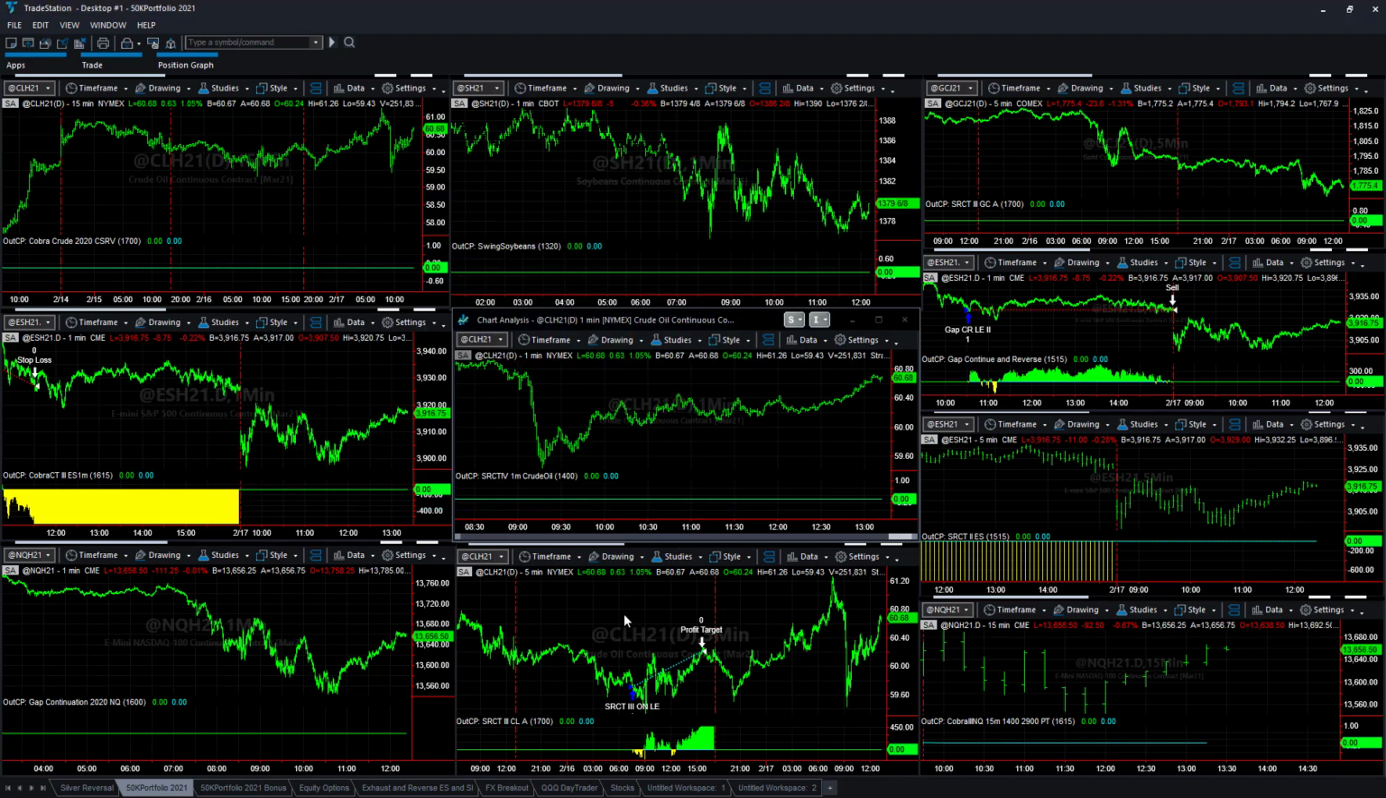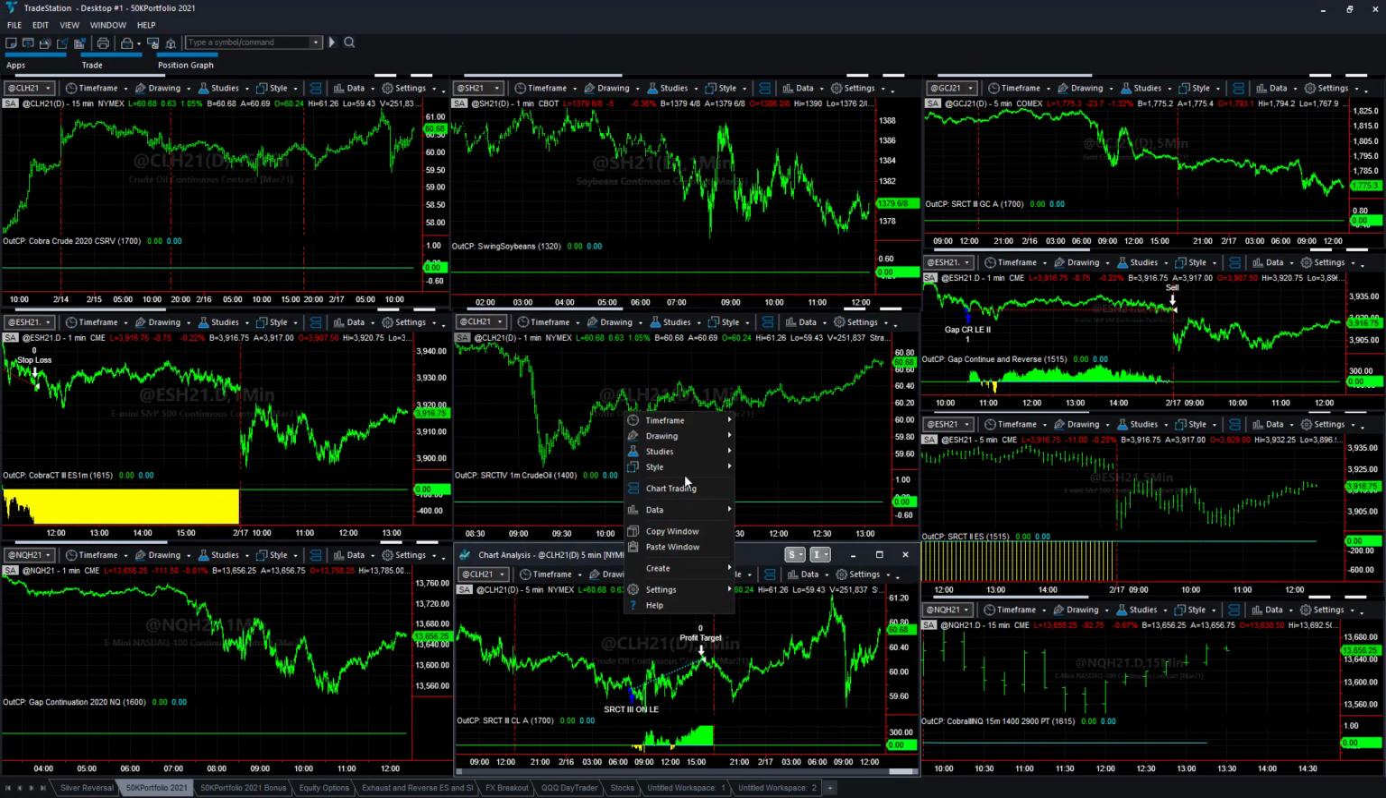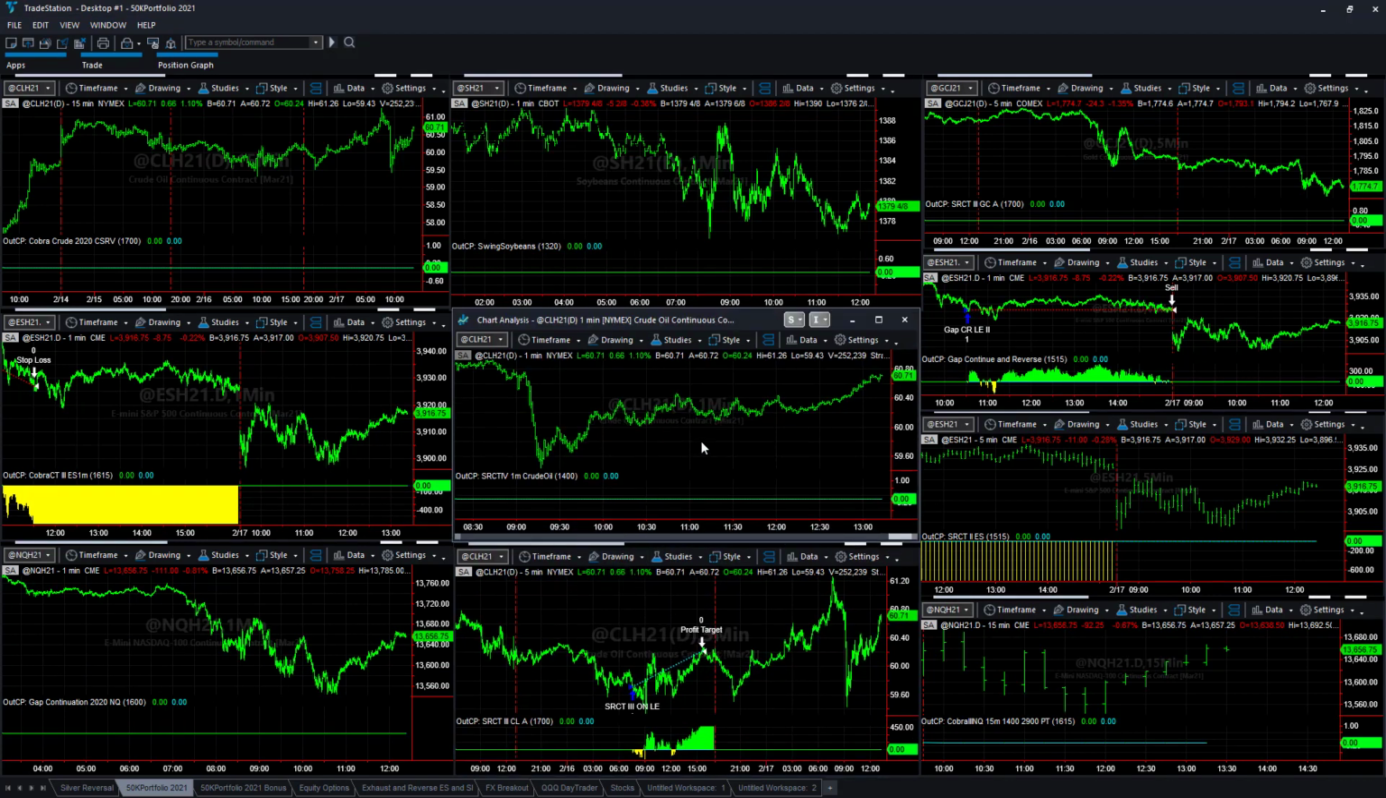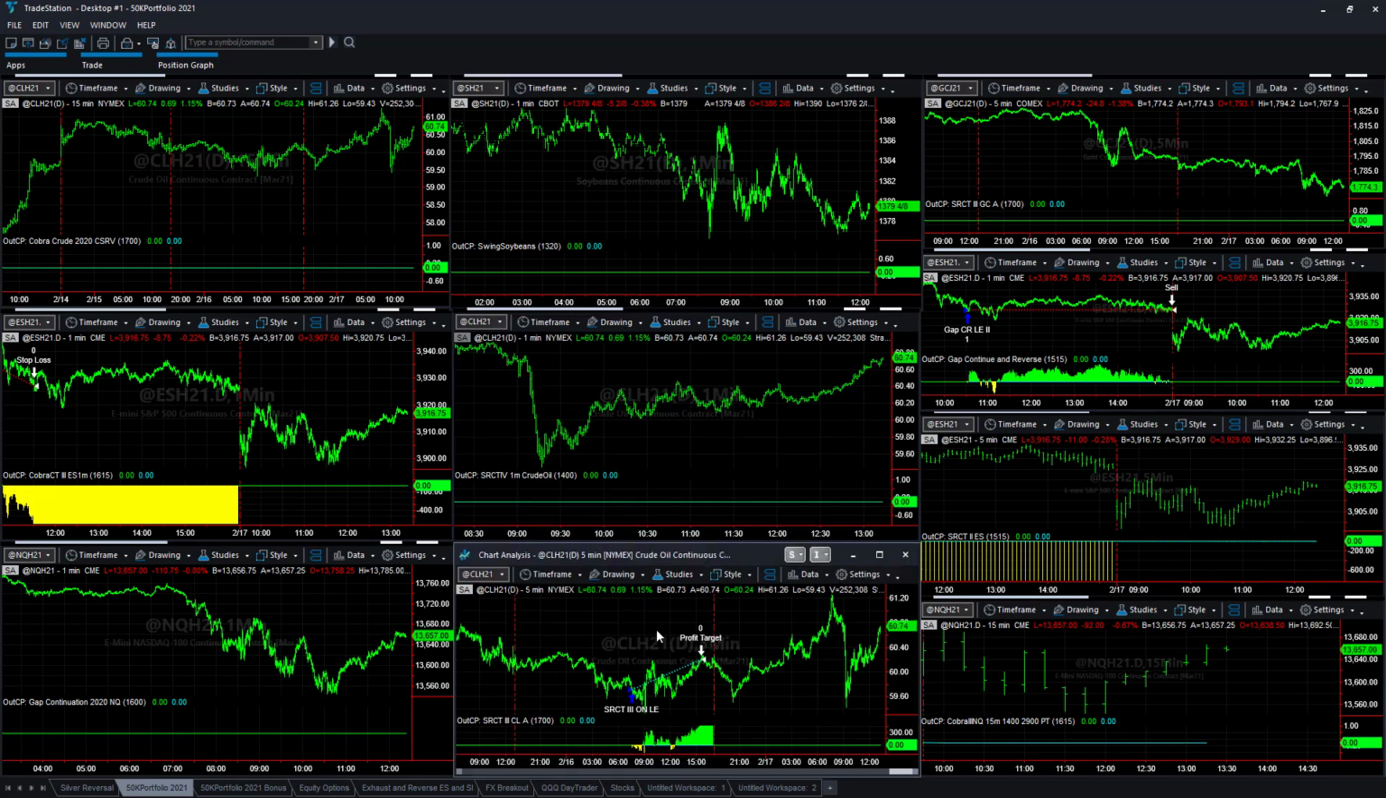And I'm going to right click next on SR counter trend crude oil 3. This is dip buying. SR counter trend 4 is a dip buying day trade strategy in crude oil, or it also shorts rallies. So if the long-term trend is up, it buys the dips. It's a day trade. If the long-term trend is down, it shorts rallies. SR counter trend 3, same thing. It just holds overnight for a profit target. It won't get out at the end of the day.